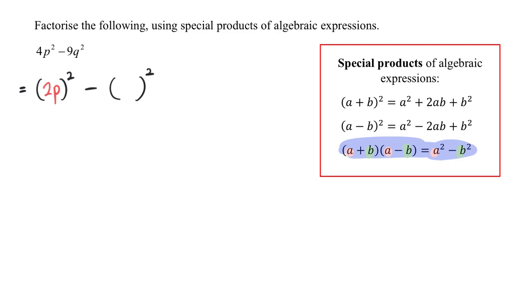9q squared, I will not write as 9q squared anymore. I will write it as 3q because 3 times 3 is 9, q times q is q squared. So you would then be able to find my answer (A plus B)(A minus B), where my A is my 2p. Oops, sorry, I made a mistake. This one should be minus. And my B is 3q.